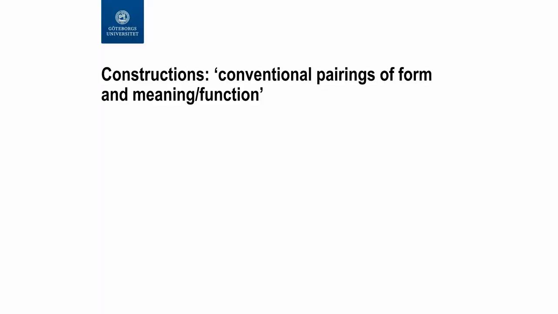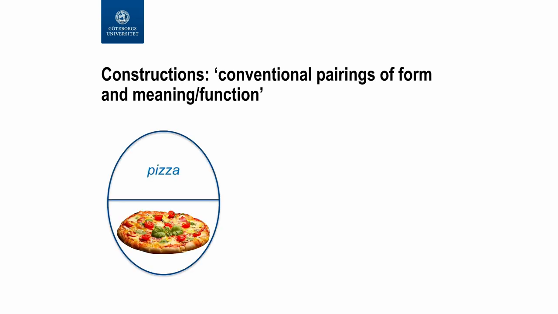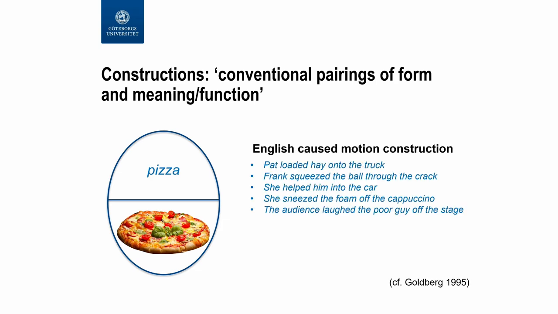So treating constructions as conventional pairings of form and meaning or function, that's how we've been treating words for ages. So we have the form pizza and the meaning something we like to eat. And the idea with construction grammar is that we can do the same thing with grammatical patterns, or something combining lexical and grammatical properties. So here's, for example, the so-called caused motion construction, both for very concrete motion like Pat loaded hay onto the truck, but also things like she sneezed the foam off the cappuccino or the audience laughed the poor guy off the stage.